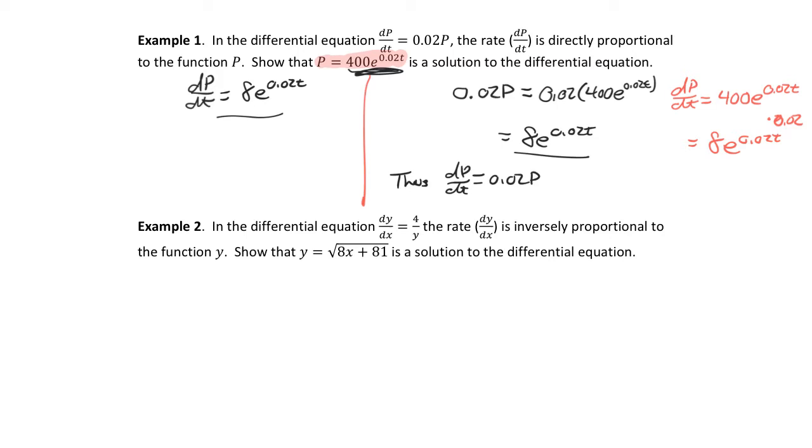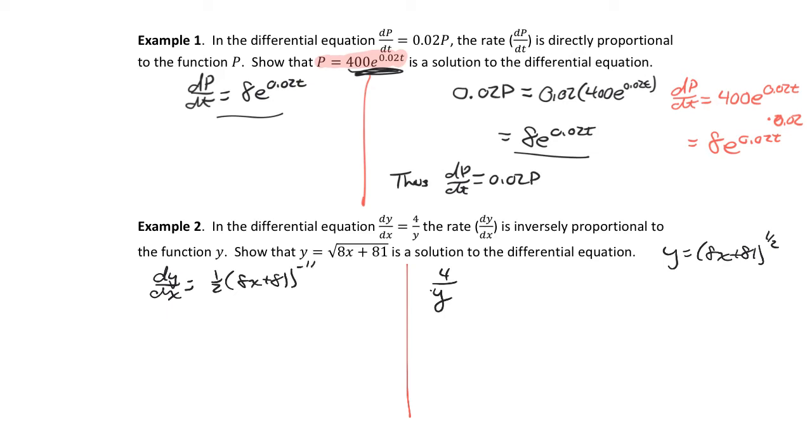So once again, we'll put up a little border here between them. On the one hand, we need to calculate dy/dx. And on the other hand, we need to calculate 4 divided by y. Our function y is really 8x plus 81 to the 1/2 power. So in order to find dy/dx, we take the derivative, which will be 1/2 times 8x plus 81 to the negative 1/2 power. And then the chain rule dictates that we multiply by the derivative of the inside, which would just be 8.